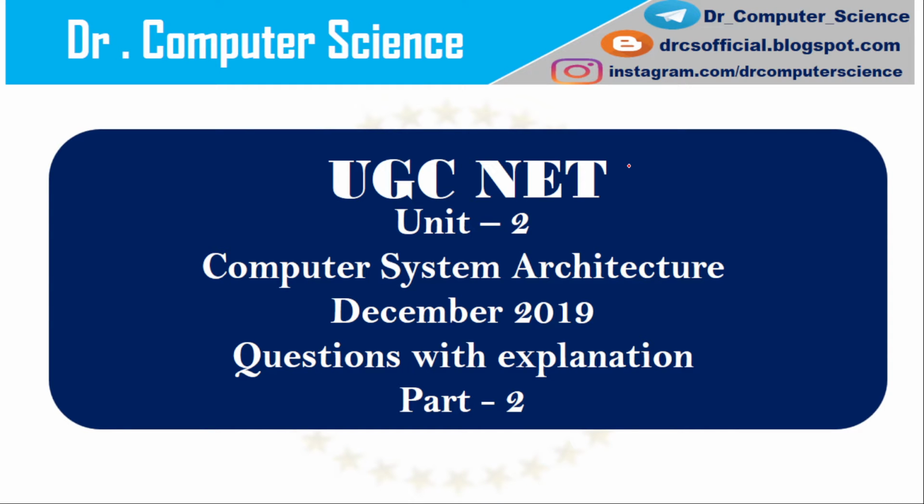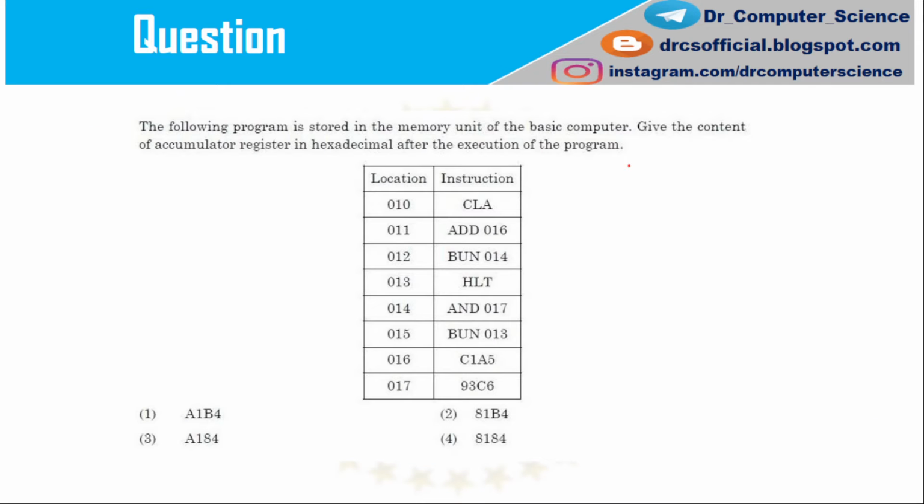UGC NET Unit 2 Computer System Architecture December 2019 questions with explanation, Part 2. First question. The following program is stored in a memory unit of a basic computer.